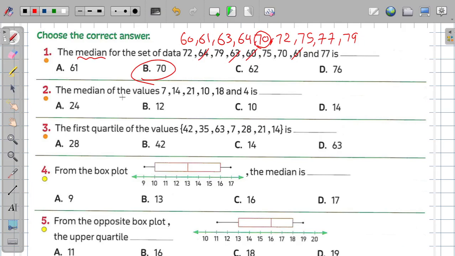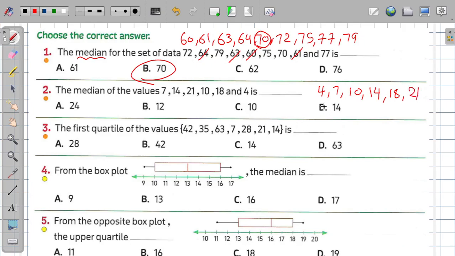Next, I wanted to find the median again. So we will arrange them first. The minimum one here is 4. Next, I have 7. Next, I have 10. Next, I have 14. Next, I have 18. And the last one is 21.